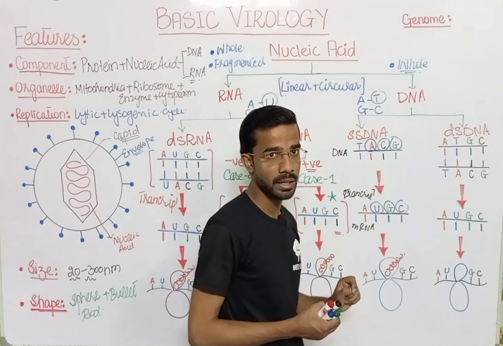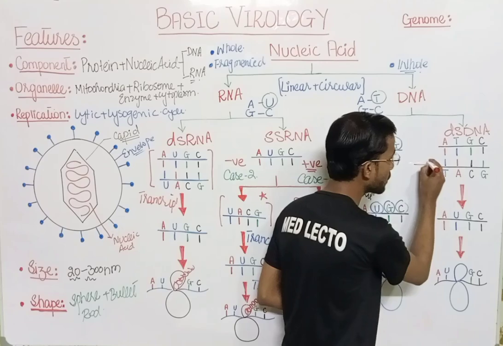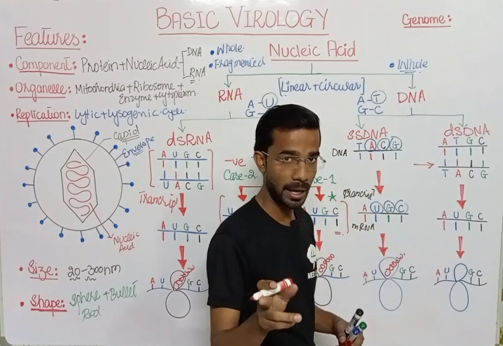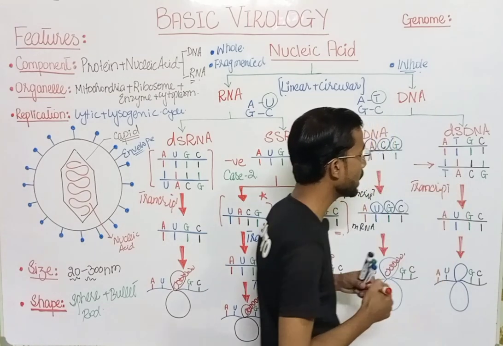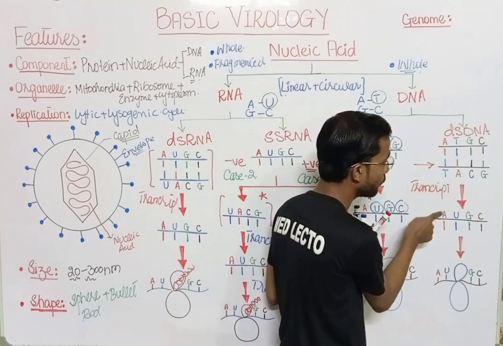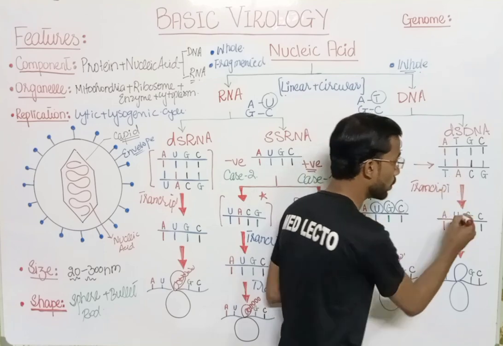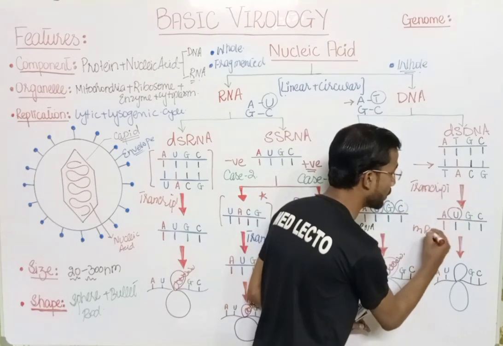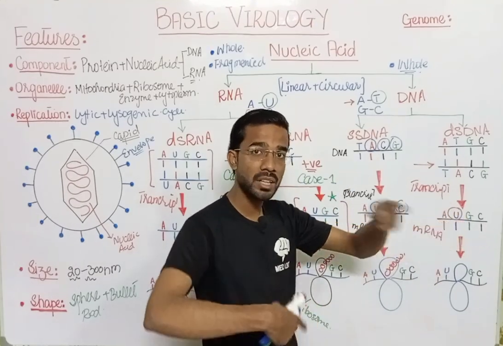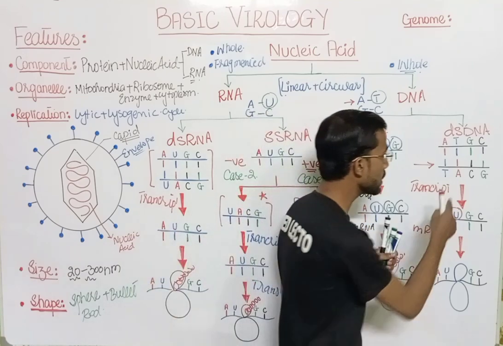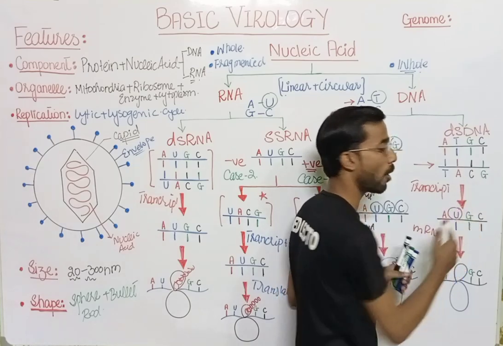Now, you see the double-stranded DNA. In this case, this is the double-stranded. First, one strand will be transcribed. And here, A will be opposite to the U. This is actually the RNA, and in the RNA, we cannot see any thymine. Thymine is replaced by uracil. So, A will be opposite to the U, C will be opposite to the G, and G will be opposite to the C.